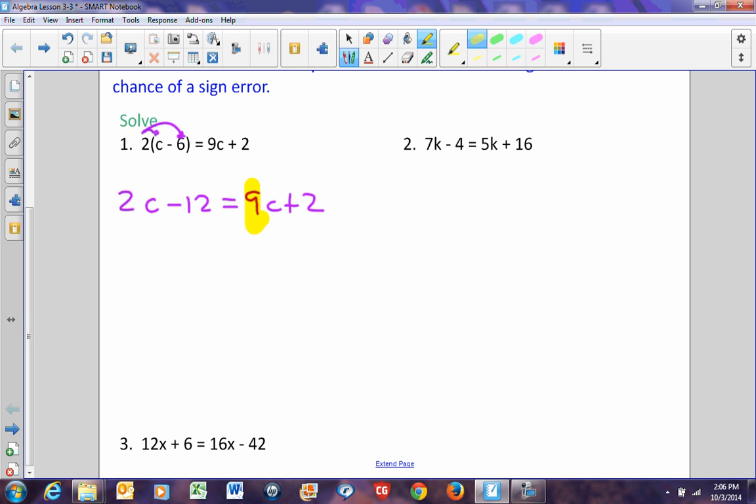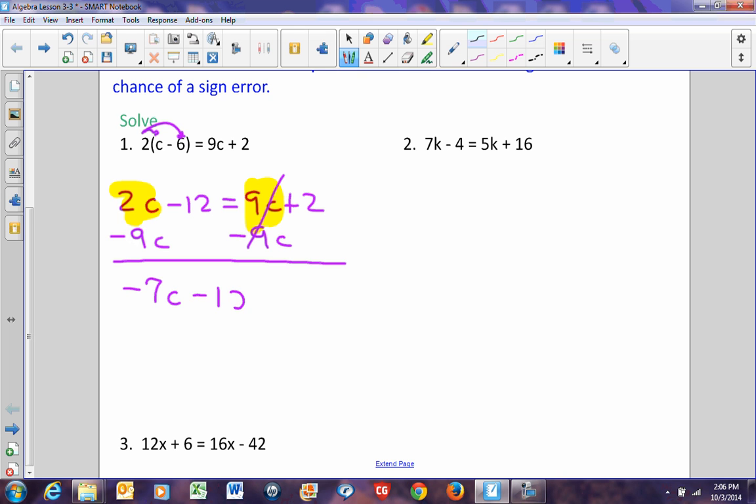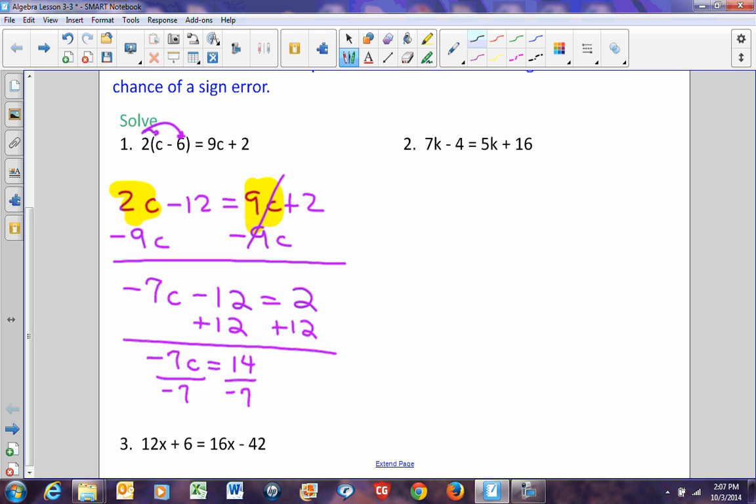We need to move them to one side of the equation. Doesn't matter which one. I have a tendency to move most of my variables to the left, so I'm just going to subtract 9c from both sides. These will cancel out. 2c minus 9c is negative 7c, minus 12 is equal to 2. Now it's a regular two-step equation. I will add 12 to both sides, and I get negative 7c equals positive 14. Divide by negative 7, and c equals negative 2.